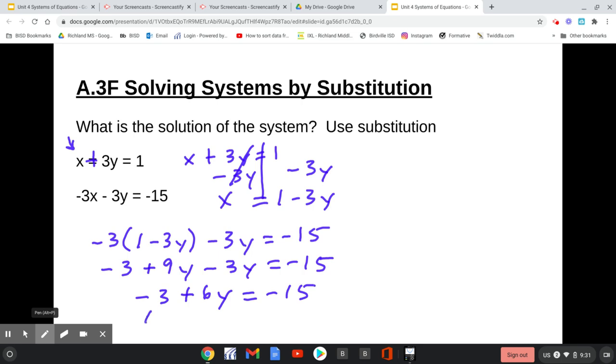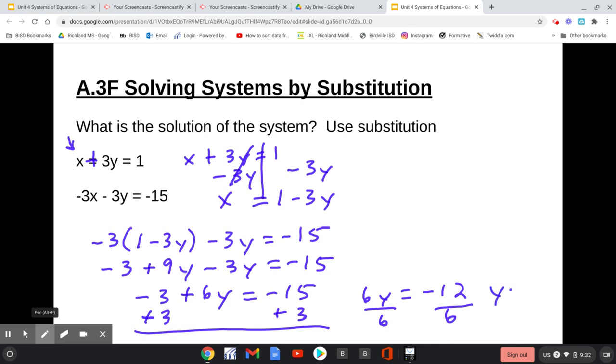Let's move the 3 over to the other side by adding it. And that's going to give me, I'm going to write it over here, 6y equals, let's see, negative 15 plus 3 will give us a negative 12. Divide both sides by 6. And we now know that y equals negative 2. So now we know what y is. So I'm going to plug y into this first one.